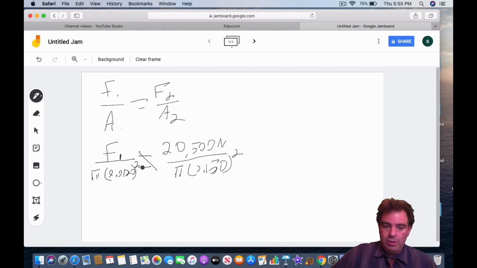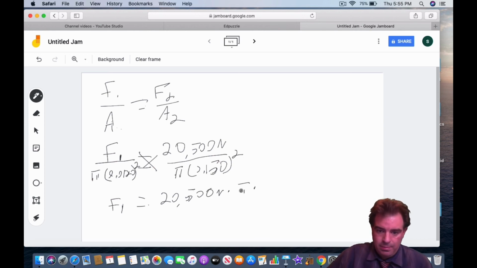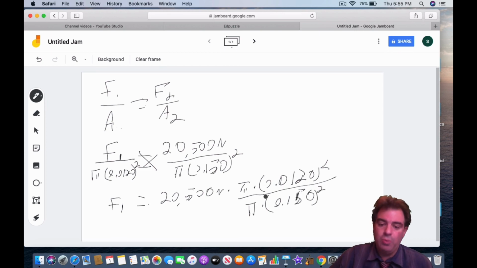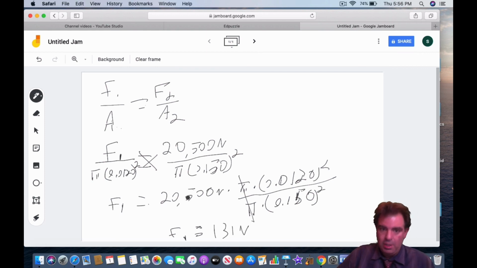So what we do is we cross multiply, and we clearly see that F1 is going to be equal to 20,500 newtons times pi times 0.0120 squared, divided by pi times 0.150, that's the radius for the output plunger, squared as well. We see that the pi drops out, so we square the two radii, multiply by 20,500 and divide, and it should be 131 newtons, simply using Pascal's formula.